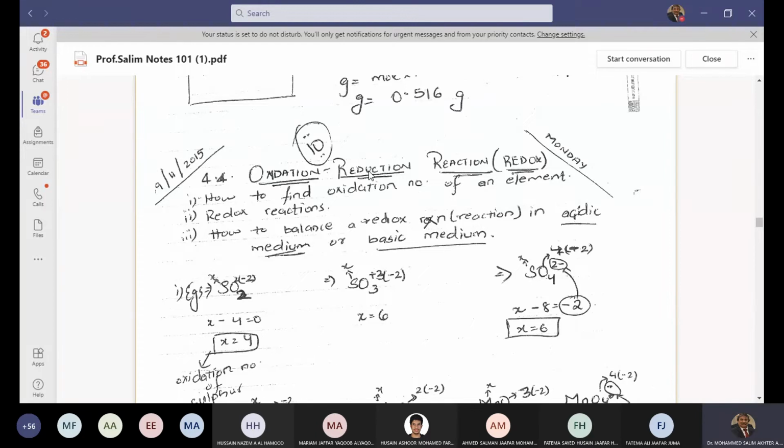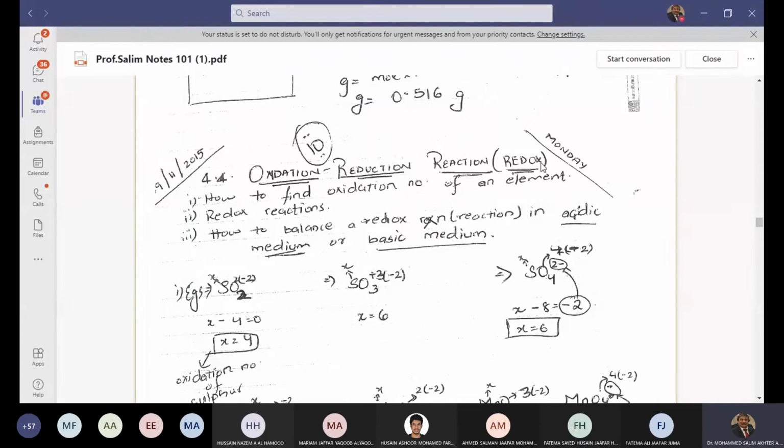In this topic, oxidation, reduction, reaction, it's a big name. Instead of saying this, we say redox, R-E-D-O-X, redox reaction.